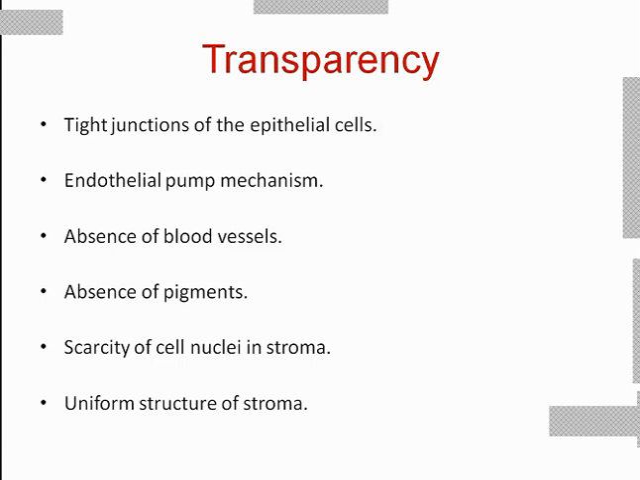And there is absence of blood vessels, absence of pigment, and scarcity of cell nuclei in the stroma. You can see nuclei of the cells only in the epithelium and at the endothelium, but in the stromal area there are no nuclei, and the cells are inactive in nature. All the cells of the stroma are uniformly refracting, and the collagen spacing in the corneal stroma is so regular and separated by a distance less than the wavelength of light.